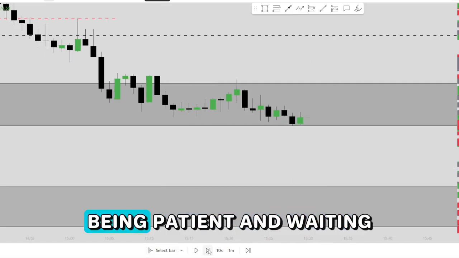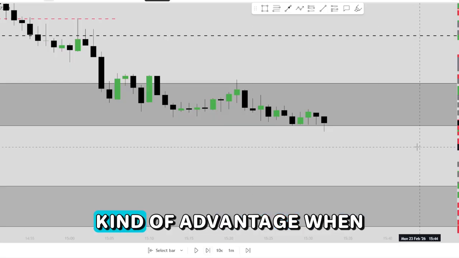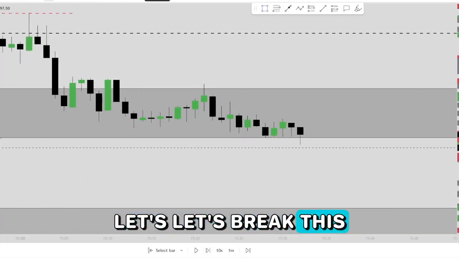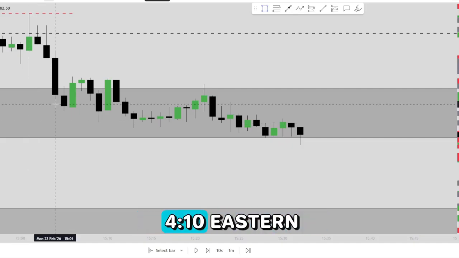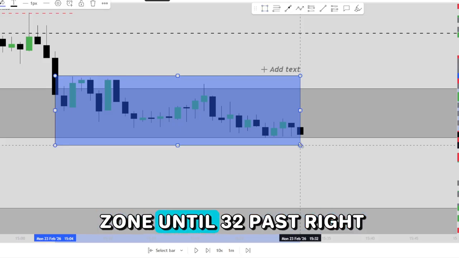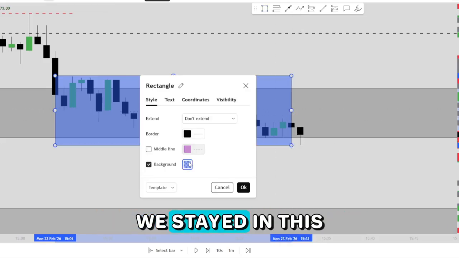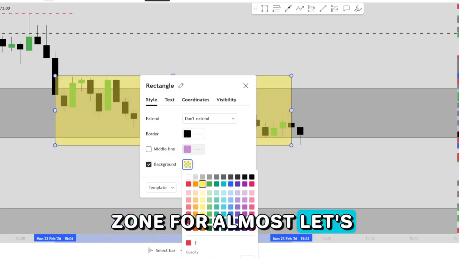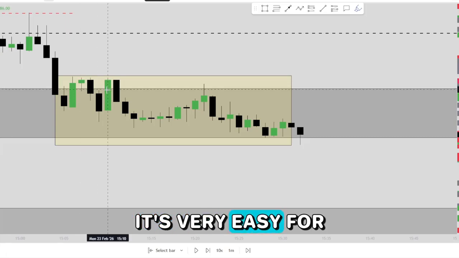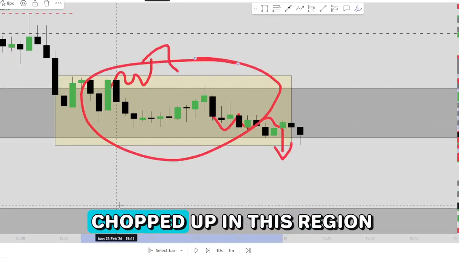So again, being patient and waiting for the move is your biggest advantage when it comes to key levels. So a couple of things about key levels here. Let's break this down. We tap into this zone at 10 past 4 Eastern, and we didn't break below the zone until 31 past. We stayed in this zone for almost 25 minutes. In this 25 minutes, it's very easy for the markets to go higher, for you to start going short. I used to get chopped up in this region.